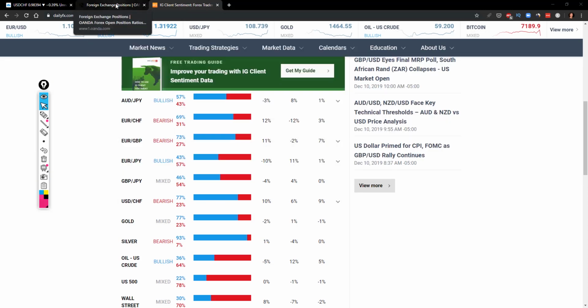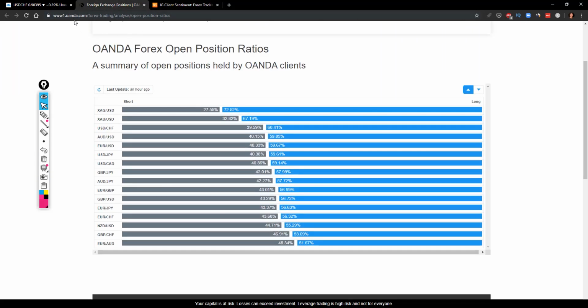Now looking at Oanda, right? Oanda here, oanda.com/forex trading/analysis/open position ratios. This is essentially showing you the same information. However, this is for Oanda clients, as mentioned so kindly right over here. And on here as well, what do we see? The third from the top, US dollar, Swissy franc. 60% of Oanda clients are long this pair, and just under 40% are short this pair.